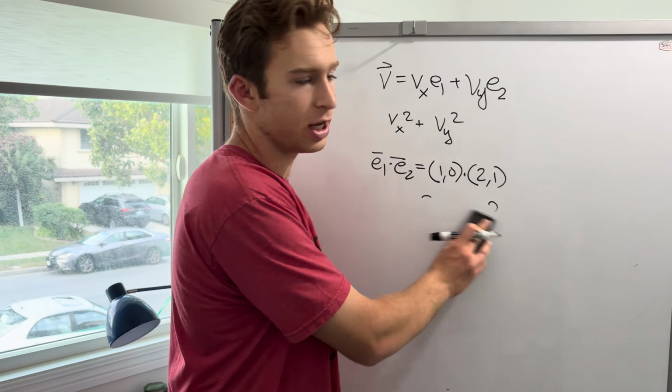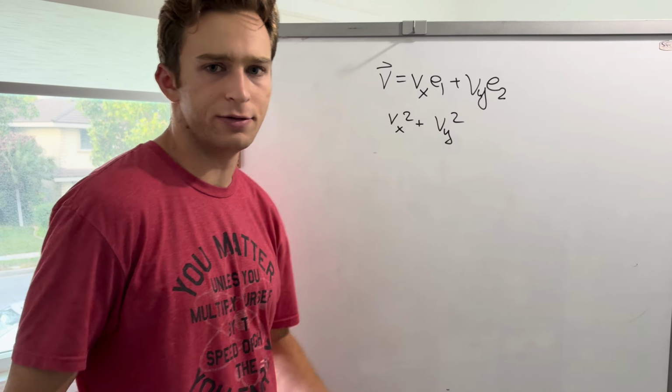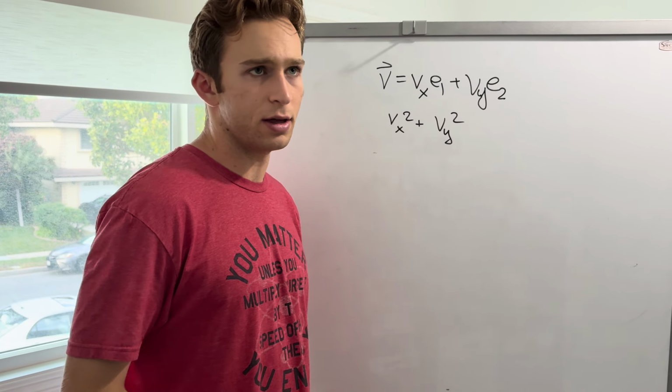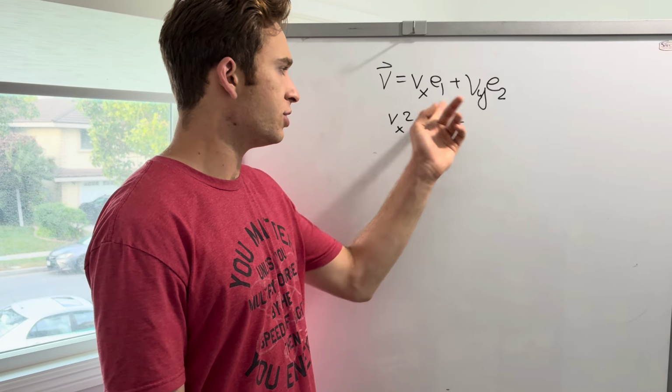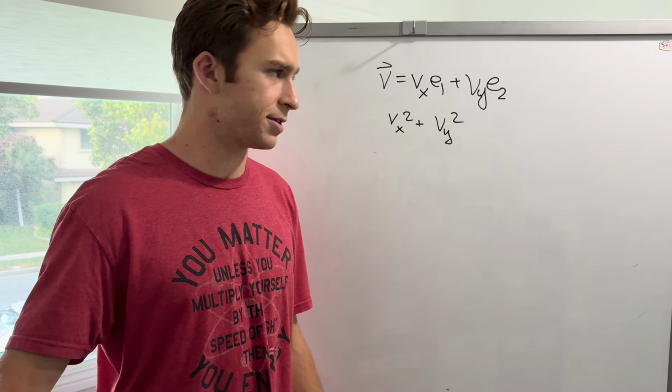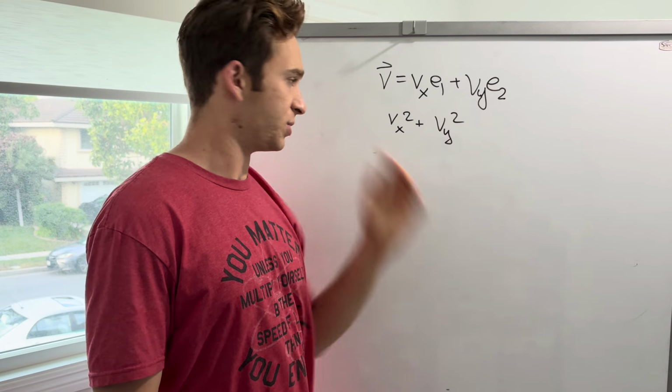So what definition does? How do we find the length of any vector, regardless of if the bases are orthogonal or not? If these two aren't orthogonal, how do we find the length? We can't use the dot product anymore. We have to use something else. And this is where the metric tensor comes in.